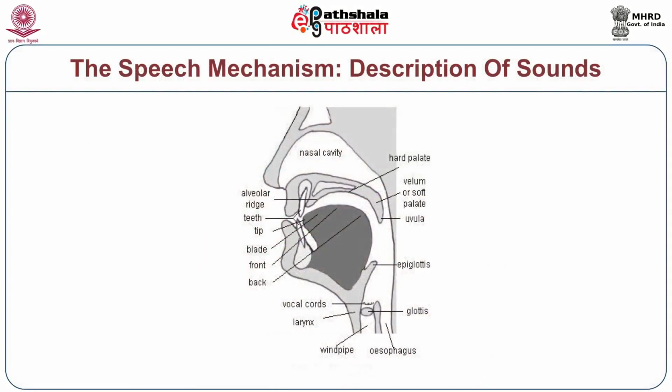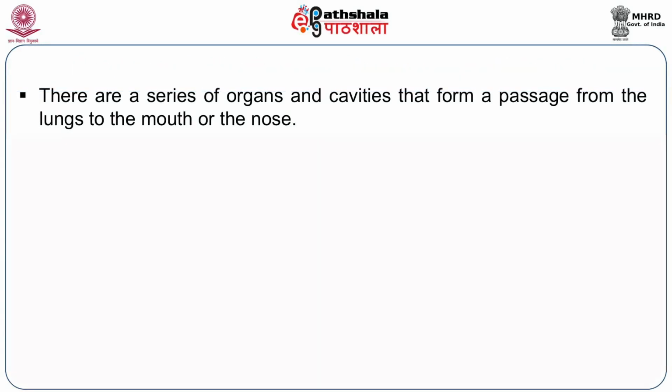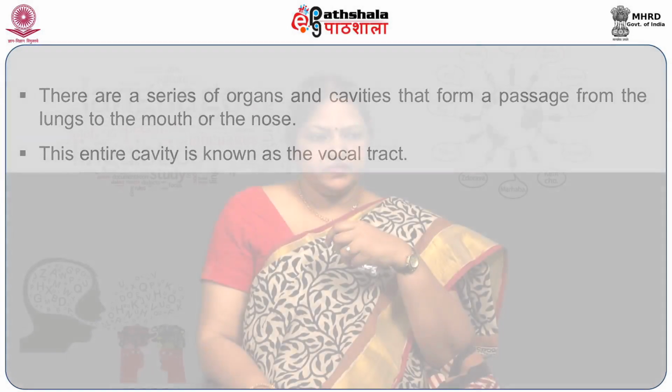Take a look at this diagram. This diagram shows us the different cavities and organs that are involved in the production of speech sounds and how these sounds are produced. There are a series of organs and cavities that form a passage from the lungs to the mouth or the nose. This entire cavity is known as the vocal tract.